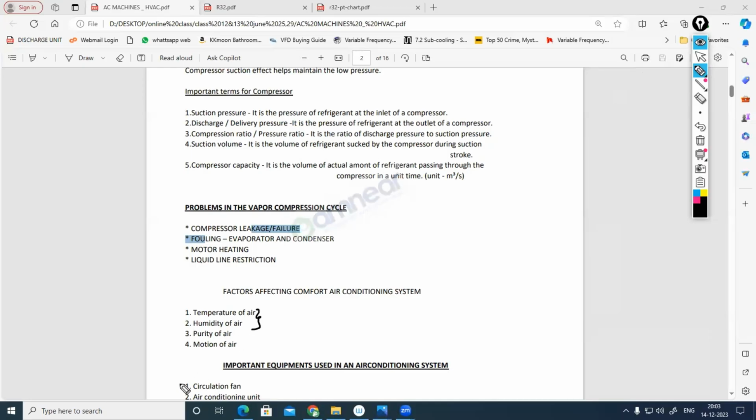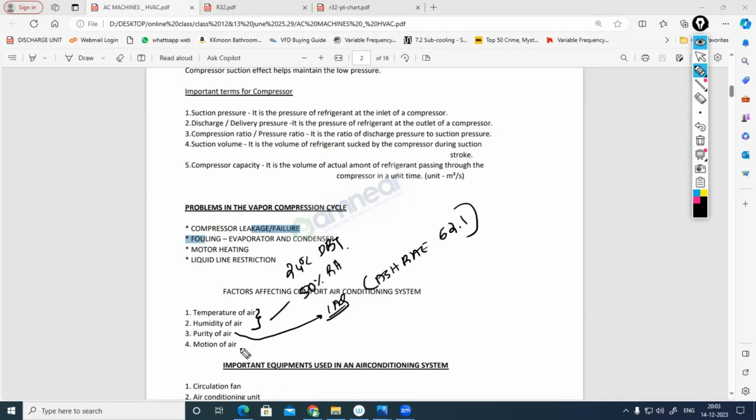We are dealing not with air cooling, we are dealing with air conditioning, so a lot of things we have to take care of. First thing, temperature and humidity. As per ASHRAE, for comfort air conditioning, 50% relative humidity and 24 degrees Celsius dry bulb temperature have to be maintained. Purity of air is important. Indoor air quality has to be maintained. That's why, as per the ASHRAE 62.1 standard, we take data: people ventilation rate, area ventilation rate, everything we calculate and introduce inside.